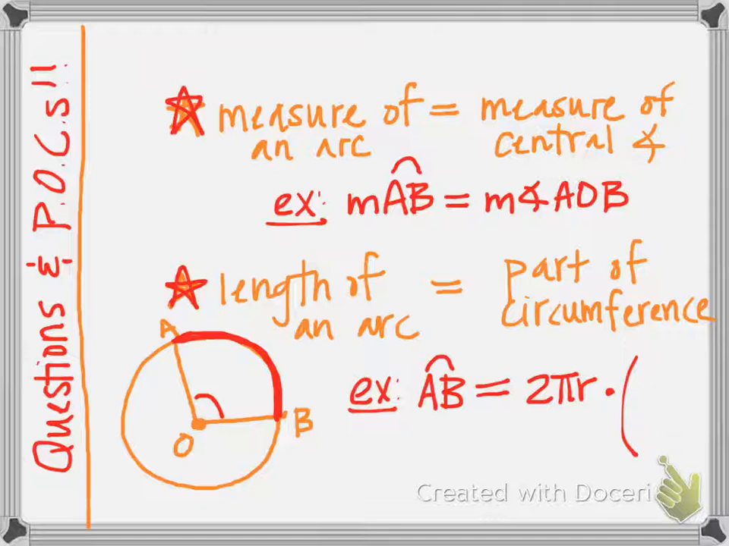And what you can do to find that portion is make a ratio from that central angle right there. Its measure. So the measure of the central angle over the total angle measure of the circle, which is 360. So for example, if that arc was 100 degrees, I would put 100 over 360 and multiply that by the circumference, and that would represent the portion of that circumference, that distance from A to B around the circle.